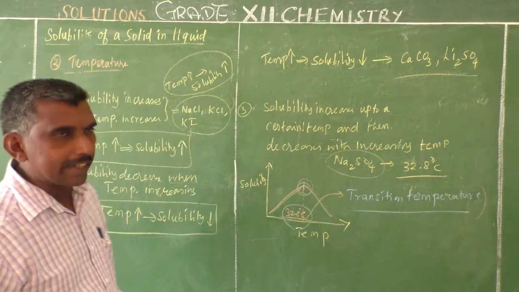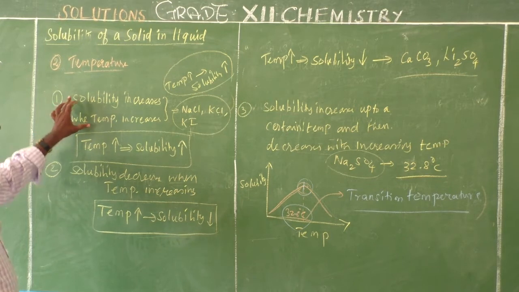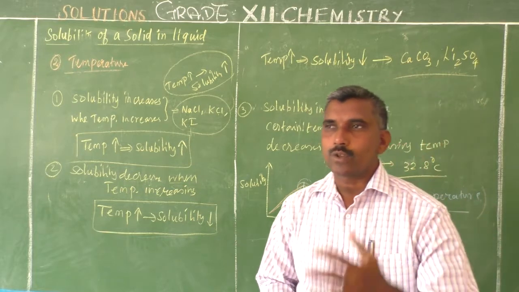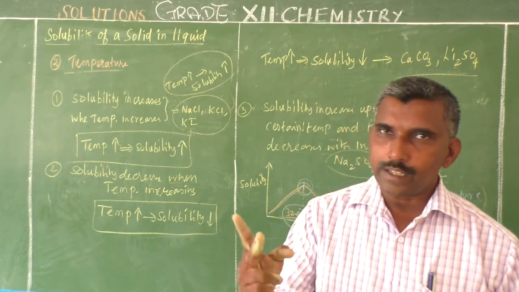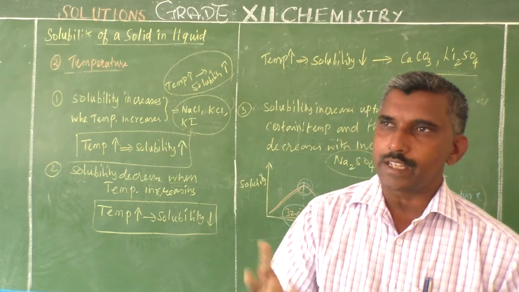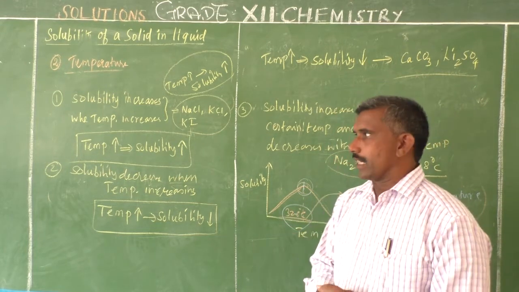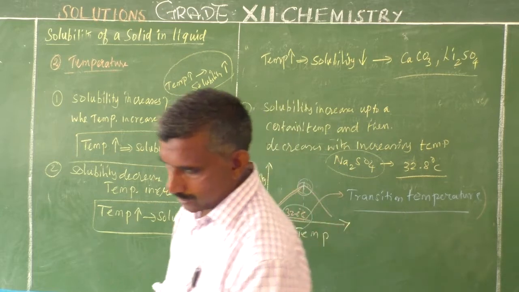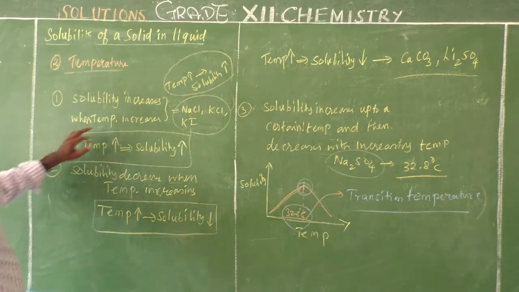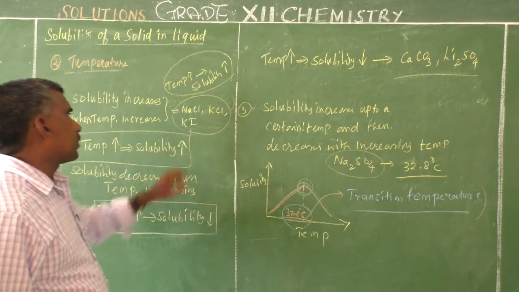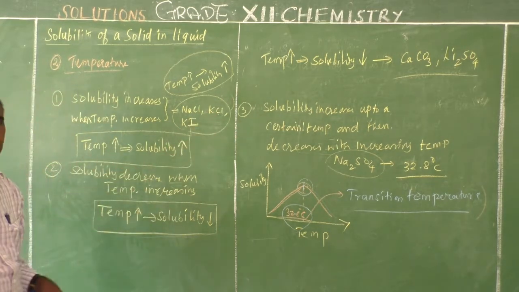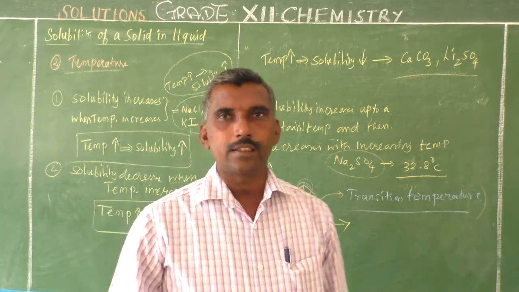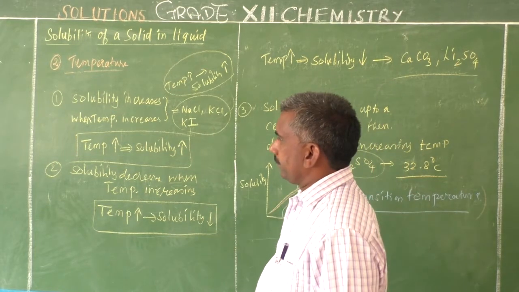So these are the three categories with temperature. First, generally dissolution of salt is exothermic. Temperature increasing, solubility increasing. But some exception cases are there. First case, solubility increases when temperature increases. Example, sodium chloride, potassium chloride and potassium iodide. Solubility continuously increases. So first unsaturated condition, then saturated condition, then supersaturated condition is obtained.